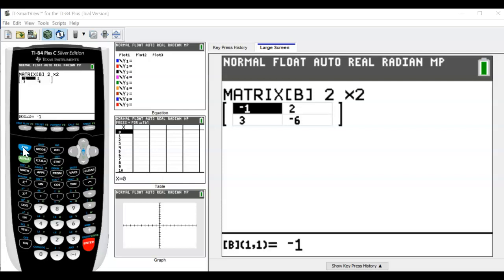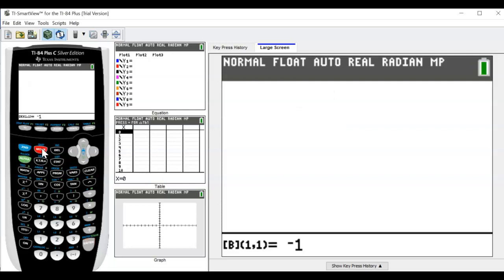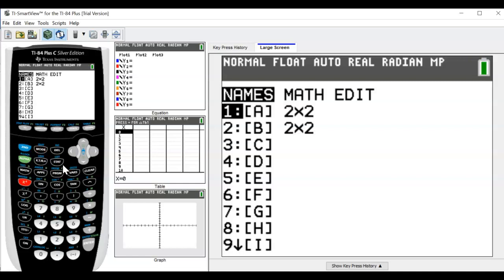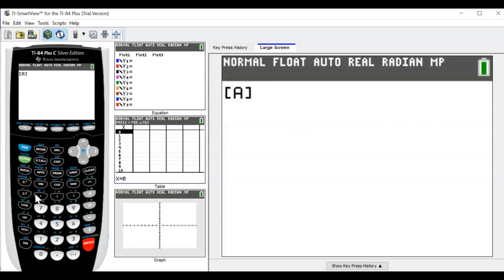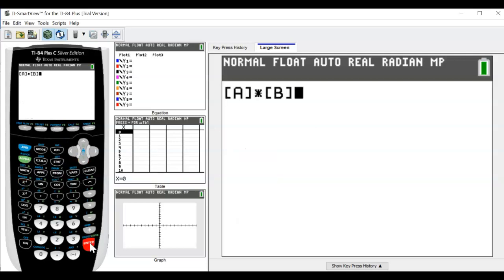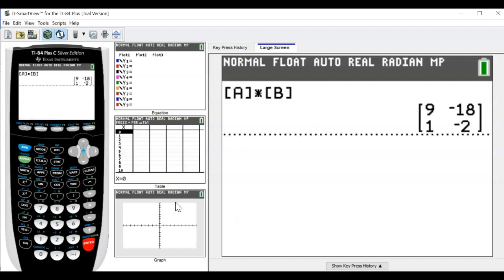so we go back, and I'll go back to the home screen here. We go to our matrix. If I wanted to figure out matrix A times matrix B, pretty straightforward calculation. Put in your matrix, put in just the regular times, and then your other matrix. Notice 9, negative 18, 1, negative 2. That's what I ended up with.